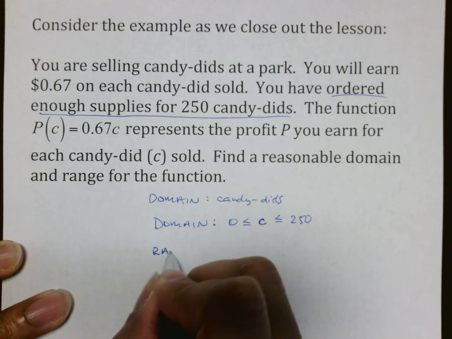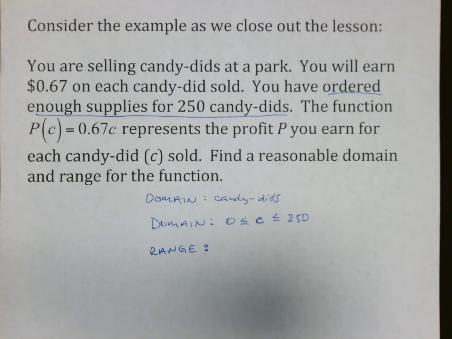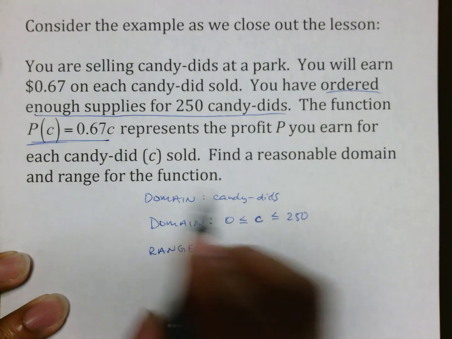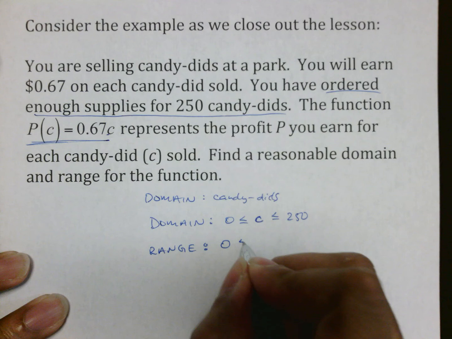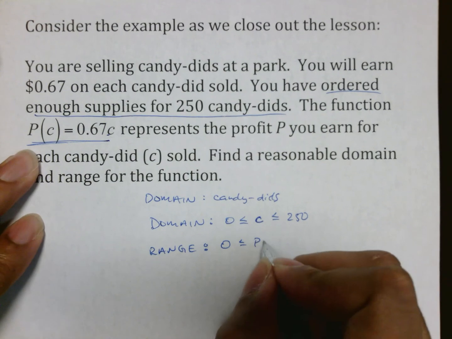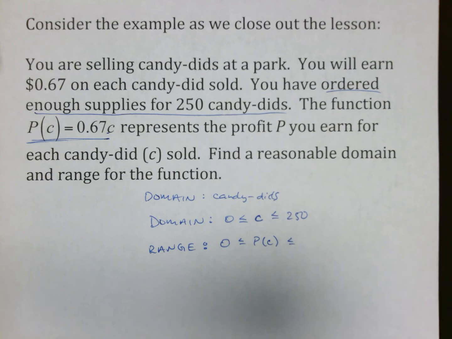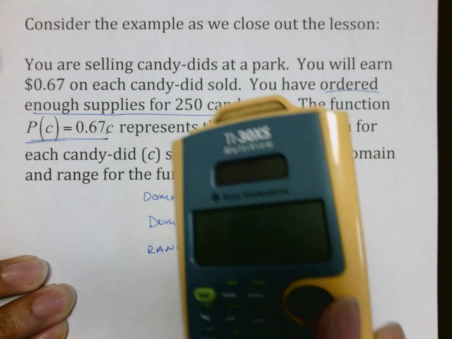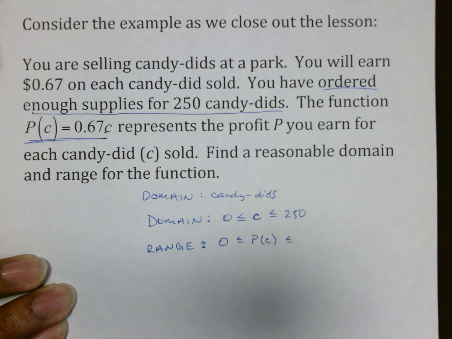Your range, though, as I said, you have to have the reasonable domain to get your reasonable range, and your range comes from your formula. And so if I sold 0 candidates, how much money would I make? Well, 0.67 times 0 is, of course, 0. Use the actual function part, which is P of C, for your middle. And then you just have to find out what the high number is, and you do that by simply plugging your high number in here. If I sold 250 and made that much money, I would do 0.67 times 250, which is 167.5.